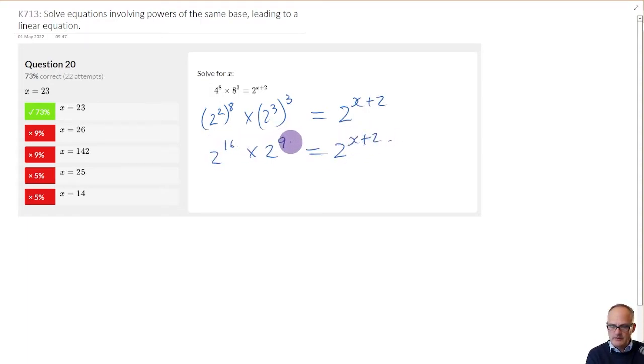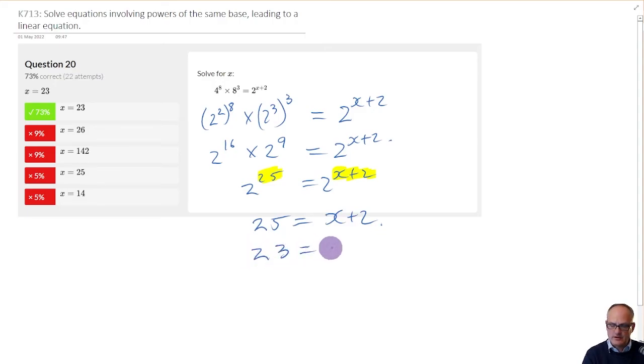Now, when we combine these, we must add the indices. So we get 2 to the 25 will equal 2 to the x plus 2. Now, what we have here is we have 2 to the something equals 2 to something. So these two things I've highlighted in yellow must be equal. The 25 must equal x plus 2. So therefore 23 must equal x, and that's why this answer is correct.